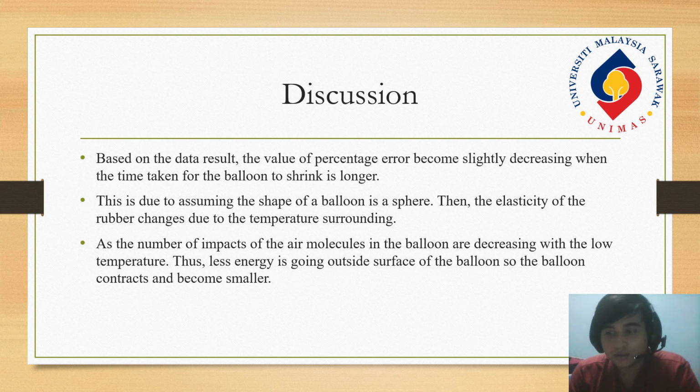This is due to assuming the shape of the balloon is a sphere, where the elasticity of the rubber changes due to the surrounding temperature, as the hot and cold temperatures enter the balloon. That is why there is a changing effect on the elasticity of the balloon, as the number of impacts of air molecules in the balloon decreases with the lower temperature. Thus, less energy is going to the outside surface of the balloon, so the balloon contracts and becomes smaller. So that is our discussion part. Thank you.